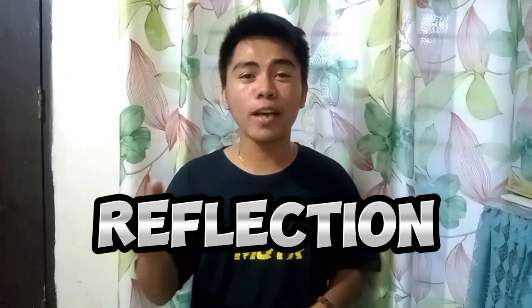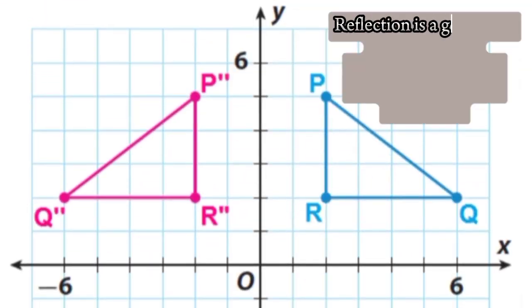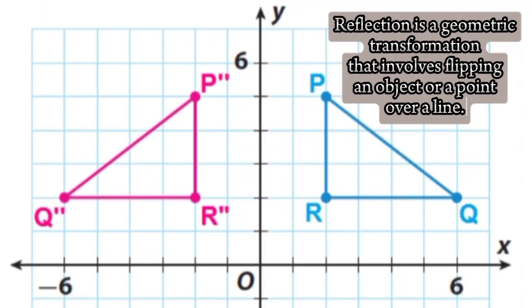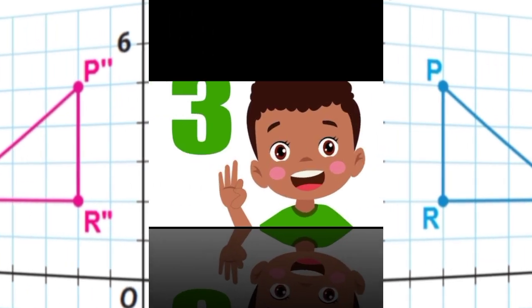In this video, I am going to discuss geometric transformation. There are three types of geometric transformation: rotation, translation, and reflection. But in this video, I will be focusing on reflection. So what is reflection, by the way? Reflection is a geometric transformation that involves flipping an object or a point over a line.